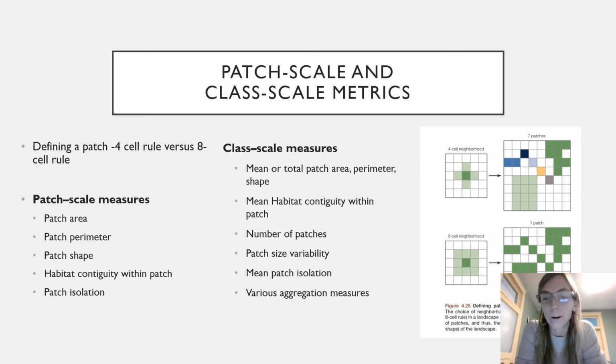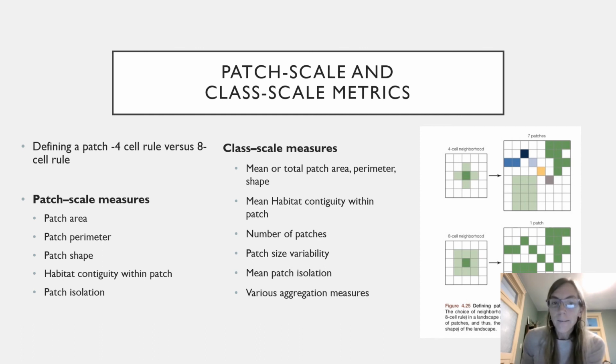So figure 4.25 shows us that we could either end up with one patch or 7 different patches based on our definition of patch when we upload that spatial information. Some of the patch scale measurements that we'd want to include are patch area, patch perimeter, patch shape, patch isolation, and habitat continuity within the patches.